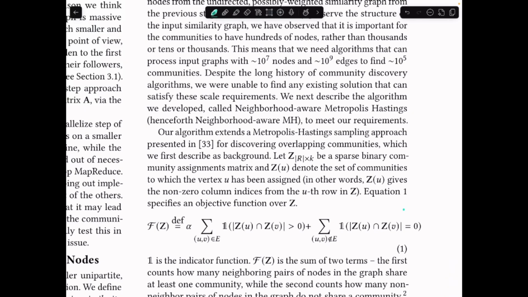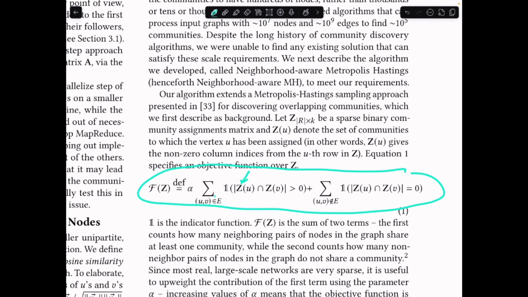First, we define an objective function. How do you know your community assignment is good? This objective function quantifies this. It says that if you look into all the edges from the unipartite graph, and from those edges, you look into the left node and right-hand side node and calculate if they have overlapping communities. And similarly, you look into the producers that don't have an edge linking them and calculate how many overlapping communities they have.